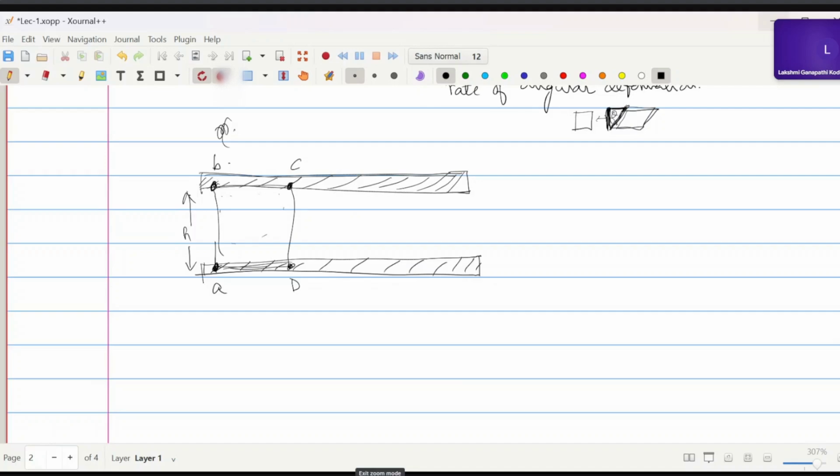So what I do is I apply some force along this horizontal direction, and I move this plate with the velocity u, constant velocity. So when you do that, let's consider this as the x direction, and this as the y direction. So x direction, y direction. Now ABCD is an element.